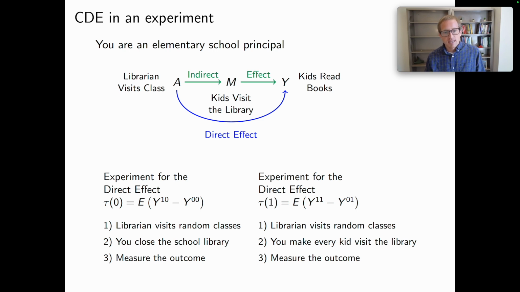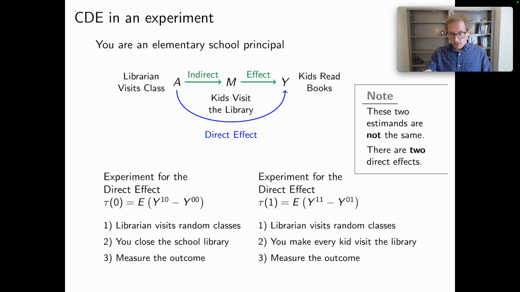The second thing I'd like to highlight on this page is that we are not talking about the difference in kids reading books as a function of librarian visiting the class when we control statistically for whether the kids visit the library. Instead, we're thinking about a hypothetical intervention on this mediator. This is a two-step experiment where you first randomize the treatment variable A, and then you randomize the mediator variable M. Or in this case, you fix it to the value 0 for all the kids in the left case, or to 1 for all the kids in the right case.